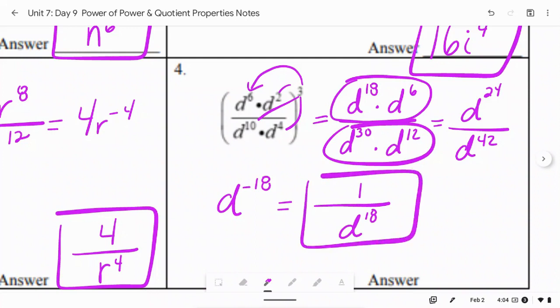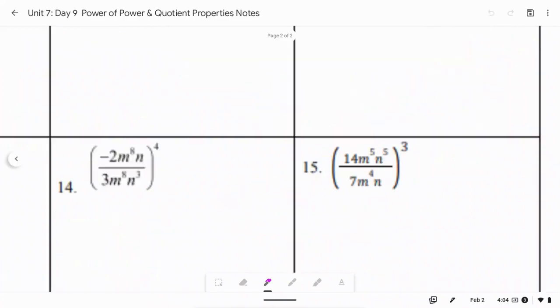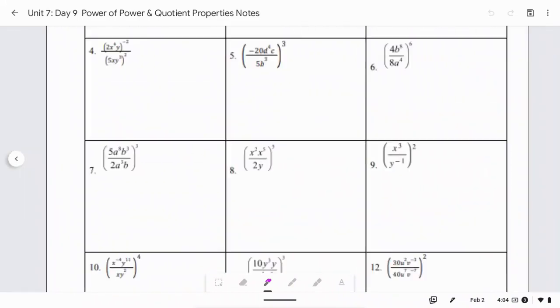So 1 over d to the 18th power would be the final answer. All right, let's continue. We have a bunch more examples to take a look at on the back page.